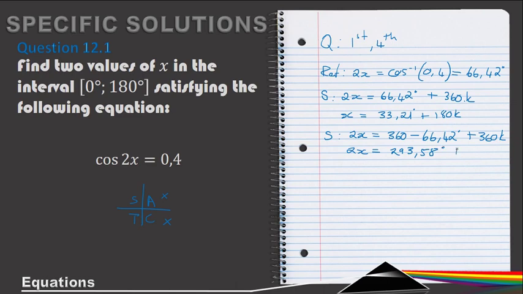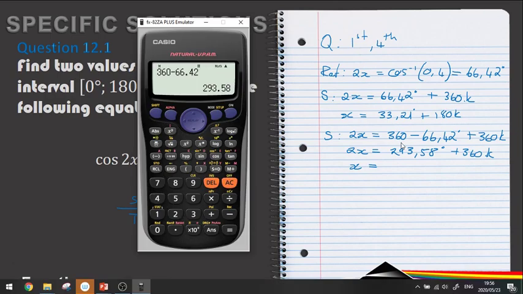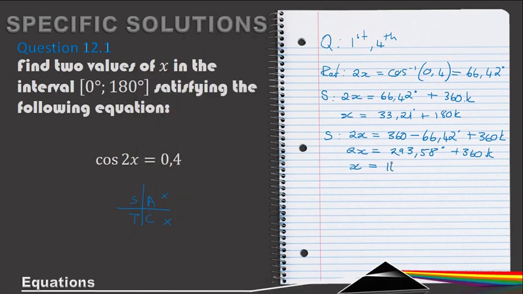And plus 360k. Then we divide everything by 2 to get rid of the 2 in front of the x, or to isolate the x. So this is then divided by 2, which gives me 146,79 plus 180k. Now I've got my two general solutions, so now let's substitute in different values for k to see if we can find solutions that fall in this restriction.